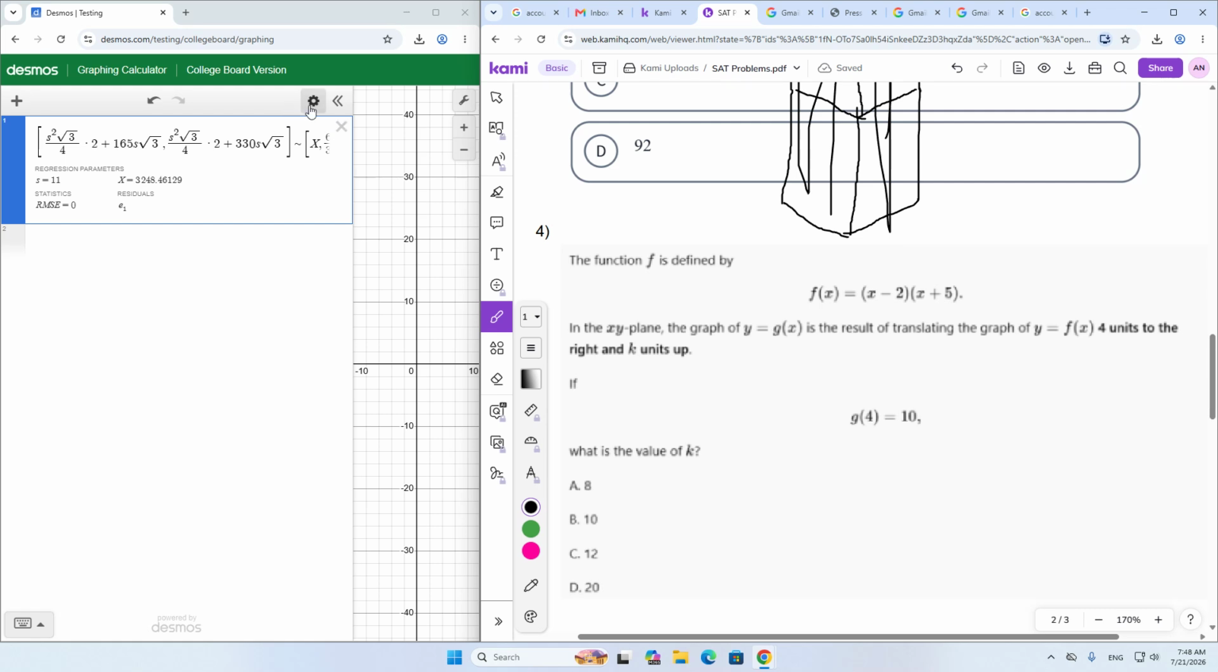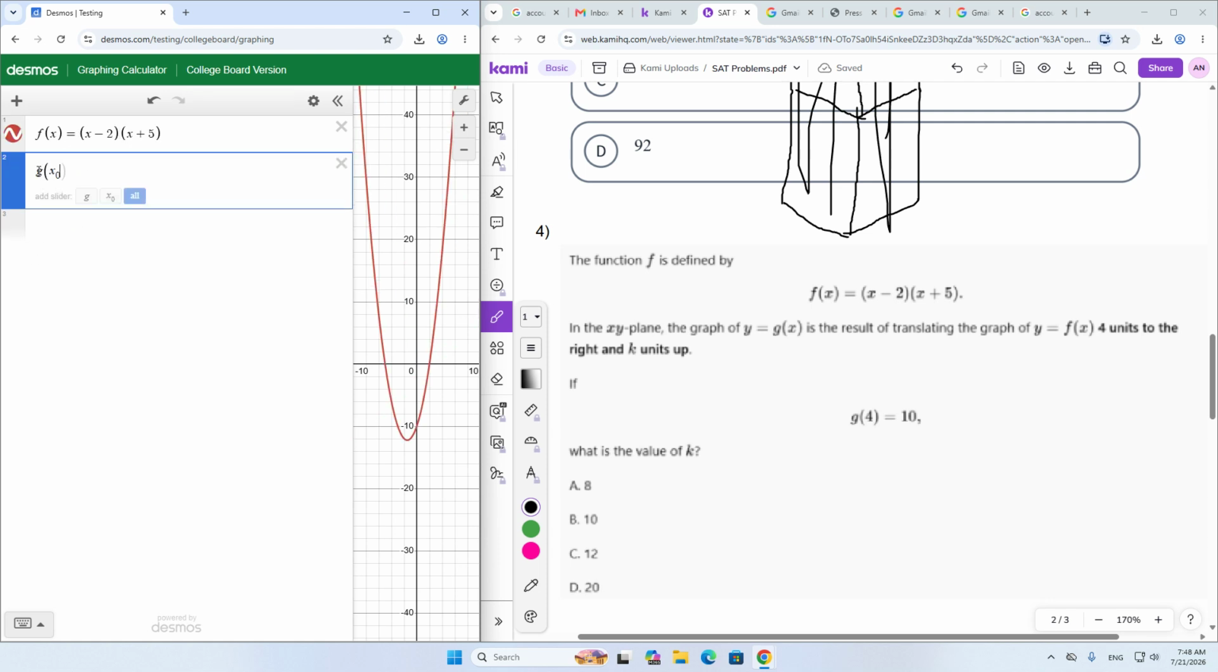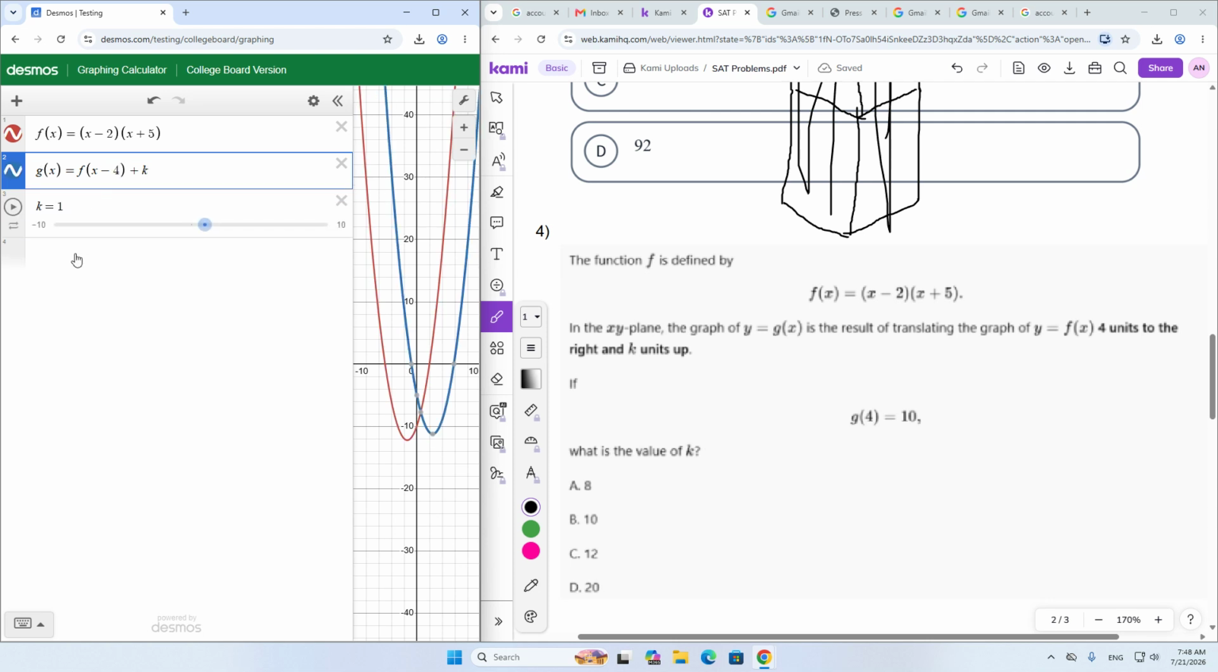We do it algebraically, but I'm just going to do it like this. So f of x equals x minus 2, x plus 5. And then let's say g of x equals 4 units to the right. So f of x minus 4 plus k. You could easily do this algebraically, but I'm not really a fan of the slider, but sometimes it does make it easy.